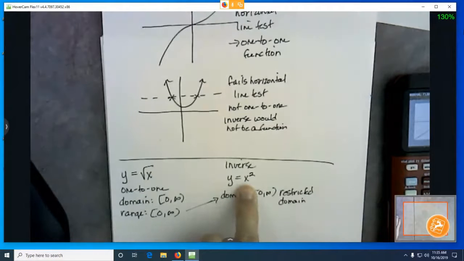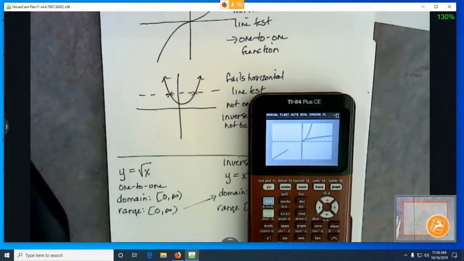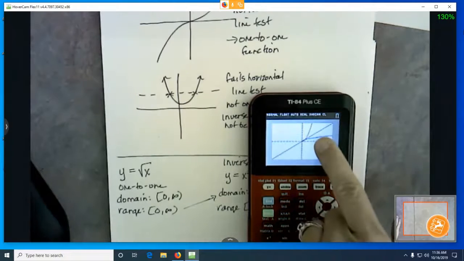Because normally the domain for this function would be from negative infinity to infinity. We're only taking part of that. We're cutting part of it off. We're saying that's a restricted domain just to make it the inverse of this one. So I fixed it on my calculator so it would only draw the graph with that restricted domain.